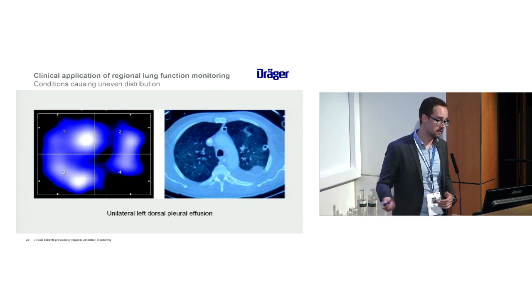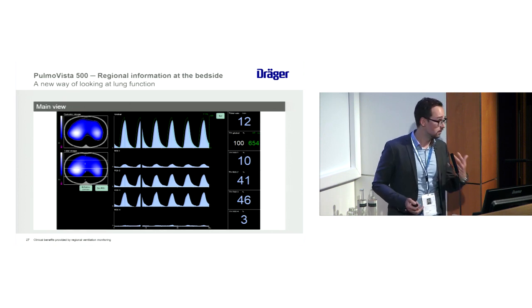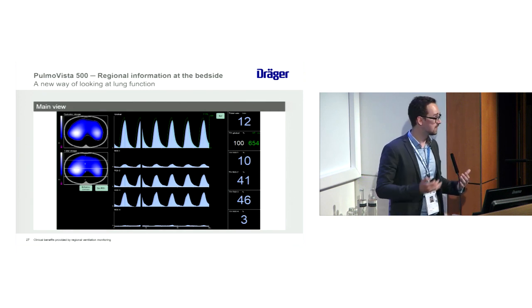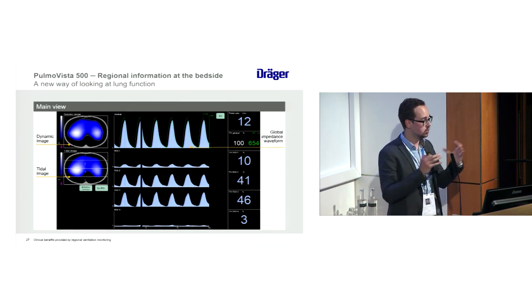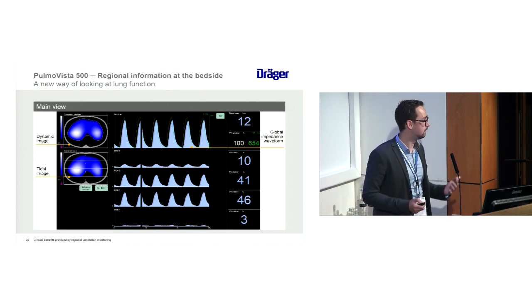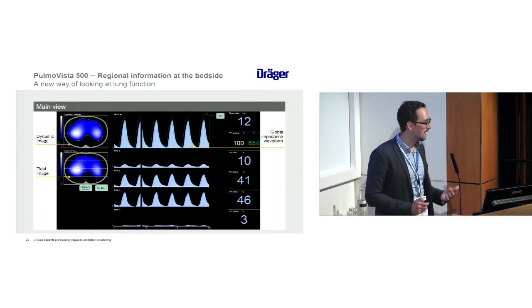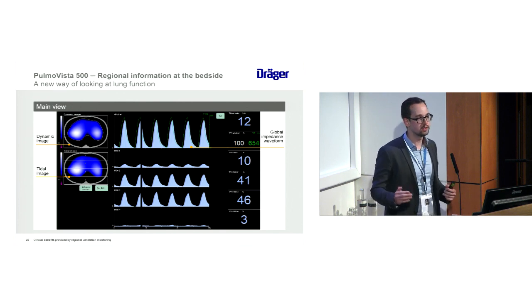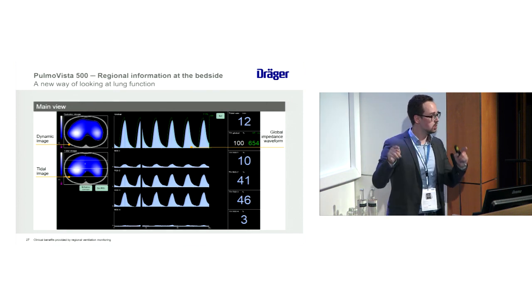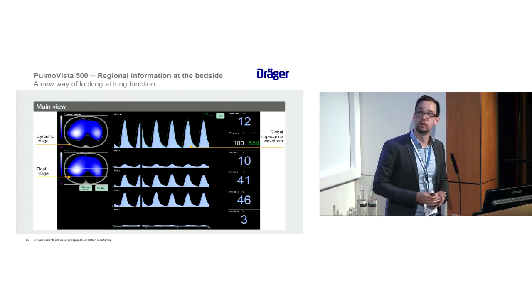So how do we display this information? I only want to focus on the most important topics. In the upper left corner, we see the so-called dynamic image. This is a real-time image that will show where the tidal volume is distributed, with up to 50 images per second. And then below this, we can see the so-called tidal image. The tidal image is a representation of end of expiration to end of inspiration. So it's a map of my last breath, showing where the tidal volume went.